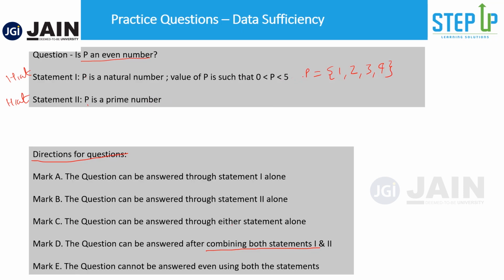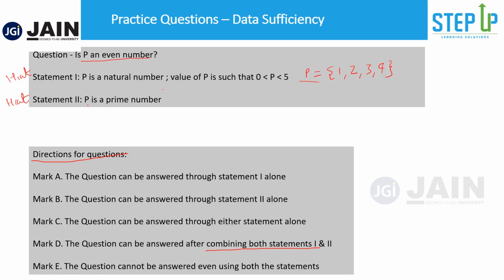Forget this information. Now, don't make this mistake of going on to the second statement after reading 1 and assuming 1 is already known. So now we will forget all the information that we got from statement 1. We'll read this alone. It says P is a prime number. If P is a prime number, can you say, is P an even number?